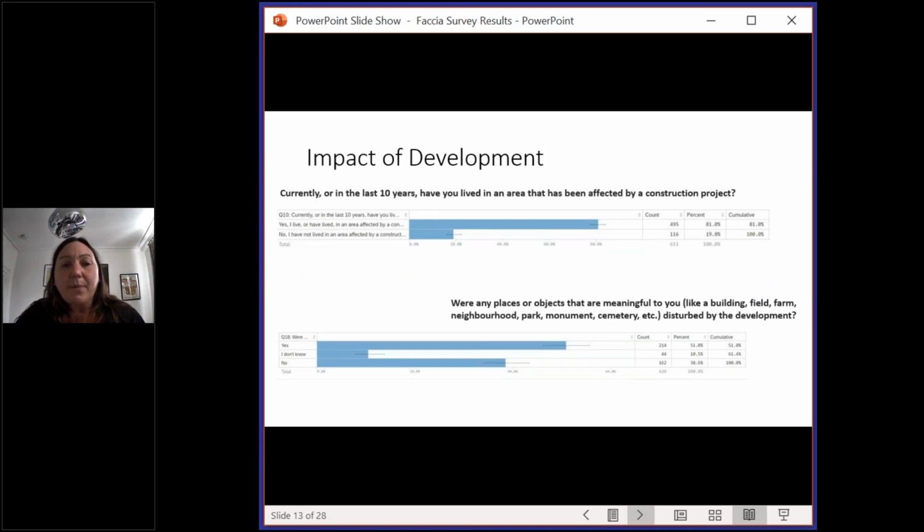And we asked people, in the last 10 years, have you lived in an area that's been affected by a construction project? And a high percentage had, close to 80%. And maybe that's not surprising, as a good percentage came from cities. But of course, there are those large infrastructure projects that are crossing the countryside as well. And we asked people, thinking of the impacts of development and the context in which we work, were any places or objects that were meaningful to you disturbed by the development?